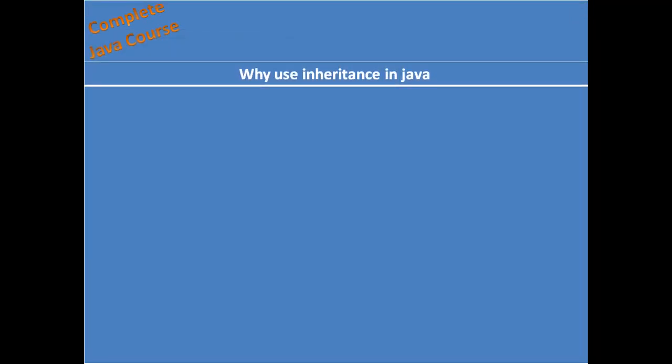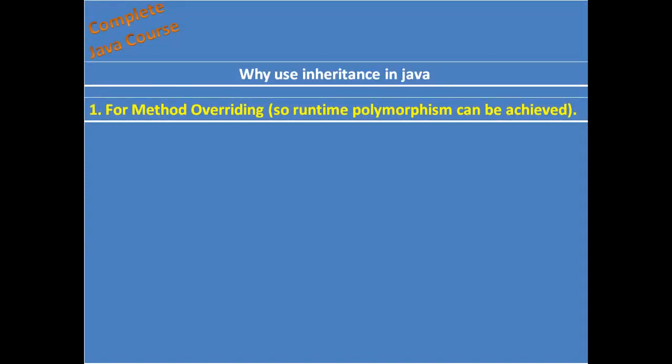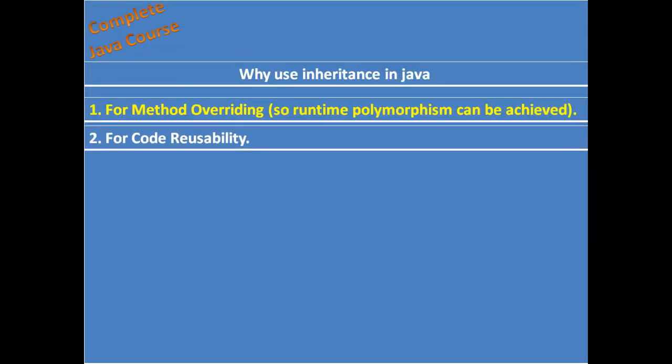Why use inheritance in Java? Number 1, for method overriding, so runtime polymorphism can be achieved. What is method overriding? We learned in the polymorphism concept, which is also one pillar of the OOPS concept. About polymorphism, we will learn in the upcoming videos. Number 2, for code reusability.